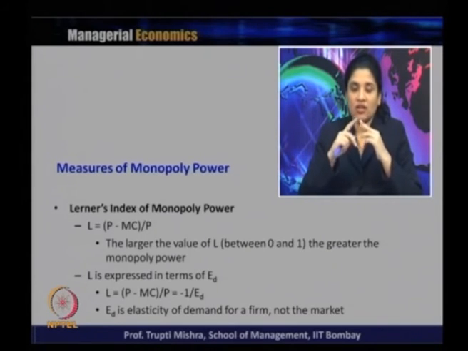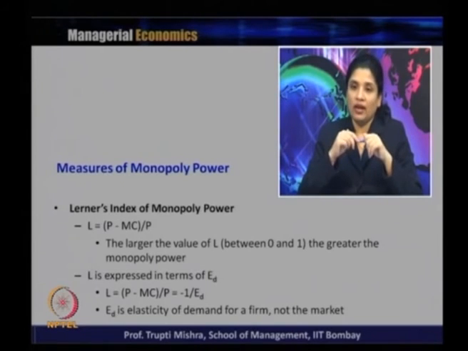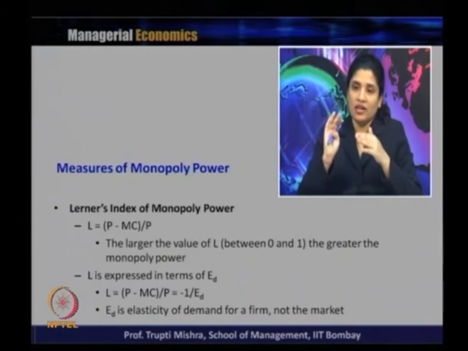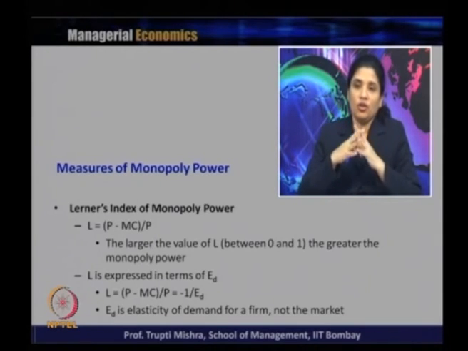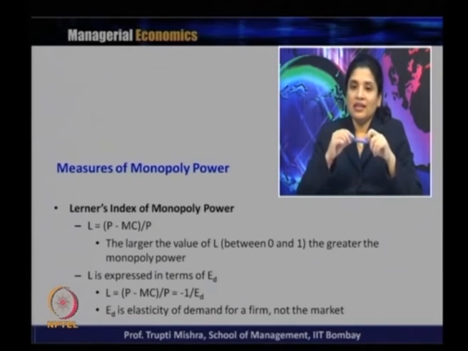So, this is P minus MC upon P, and the larger the value of L, greater is the monopoly power. If it is 1, ideally it has to be the monopoly. If it is 0, then it is perfect competitive market structure. So, L is expressed in terms of elasticity of demand.